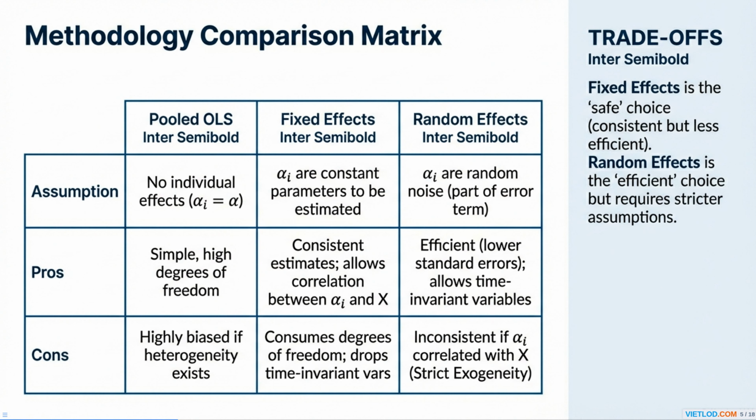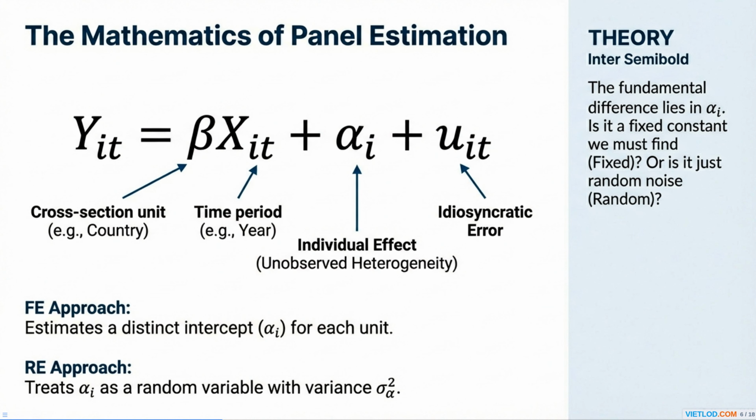Crucially, random effects requires the strict assumption that individual effects are uncorrelated with your independent variables. If this assumption is violated, the estimates will be inconsistent. In summary, fixed effects is often considered the safe choice for its consistency, while random effects offers efficiency but demands stricter assumptions.